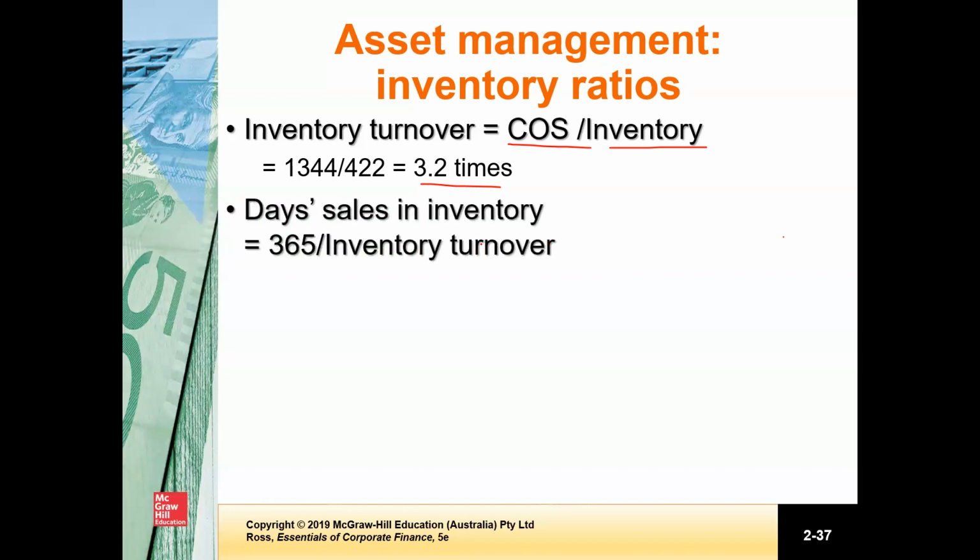The next one is days sales in inventory, 365 divided by inventory turnover. And you can see that it's 114 days. So days sales in inventory essentially indicates how long you take to complete one turnover of inventory. What is the meaning of one turnover of inventory? You purchase raw material, you put the raw material in the production process, and finished goods are produced. That is one inventory turnover. And for example, in this case, it takes 114 days.